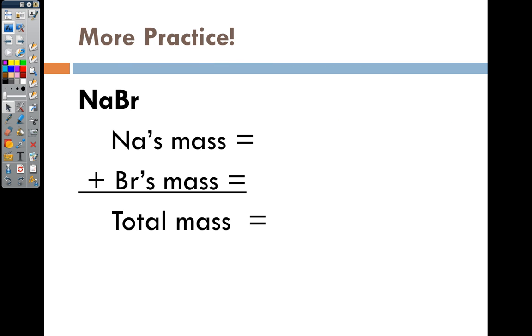Yeah, it happens. All right, so sodium bromide. Can someone tell me what the mass of sodium is? Okay, by the way, let's go ahead and take out your periodic table. Not yet. Let's wait until everyone gets together. 22.9898. Good job.